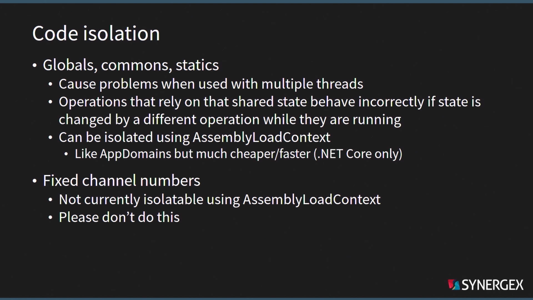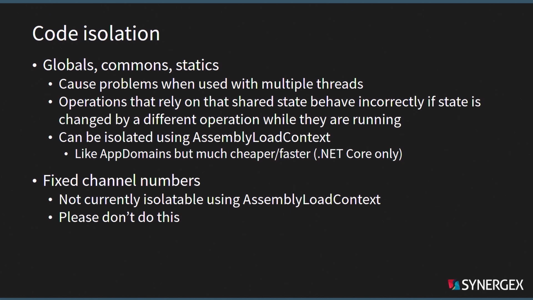So in .NET Core, we isolate them using a thing called an assembly load context. It's like an app domain, but it is a lot faster. It is basically the same speed as not having an assembly load context, which is very different from app domains. App domains were like a light process in terms of cost. They cost less than a whole process, but they definitely had a cost associated with them. Assembly load contexts are very cheap, but they are .NET Core only. So they're a new thing that Microsoft is offering.